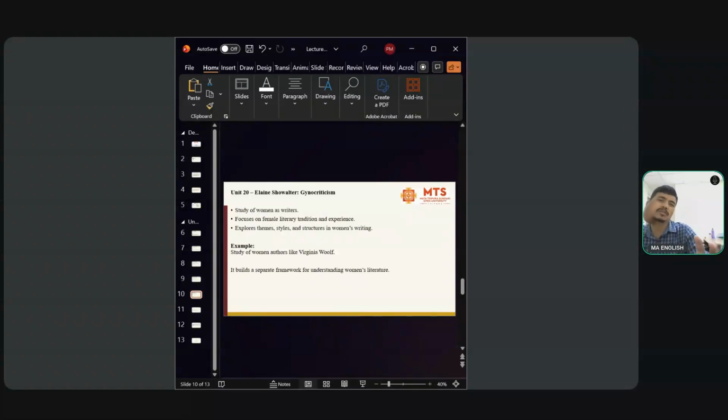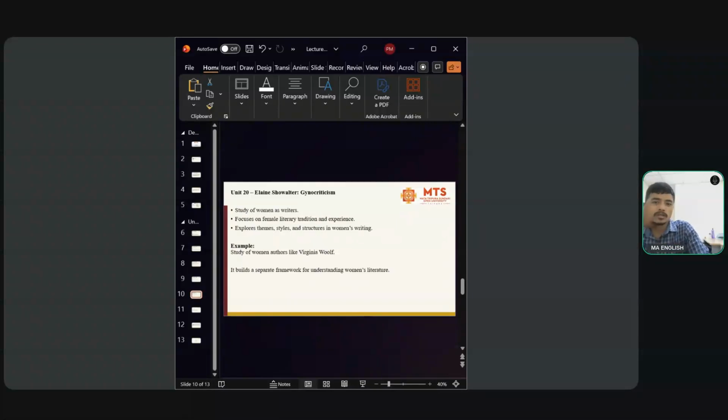So Virginia Woolf is one of the most frequently cited examples in gynocriticism. Her novels and essays draw on her experience as a woman in a patriarchal society, and her reflections on the challenges women face as writers, and an exploration of the inner life and the consciousness of female characters. So gynocriticism provides us the tools to appreciate the full depth and the significance of such writing.